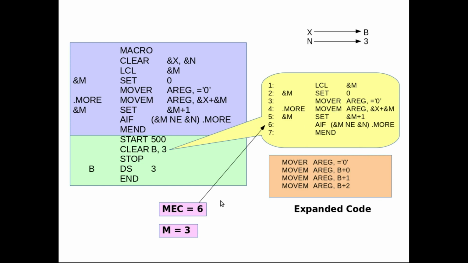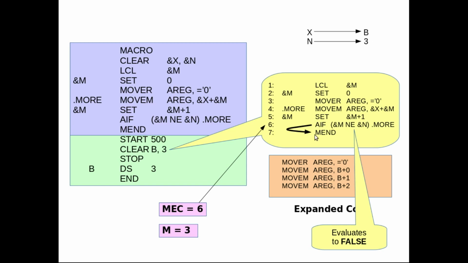And this time m is 3 and n is also 3. So it is not true that m is not equal to n. So this will evaluate to false this time, since m is equal to n. And since it evaluates to false, I will not go back to sequencing symbol more again. Instead we will exit the loop and we will go to the next statement.